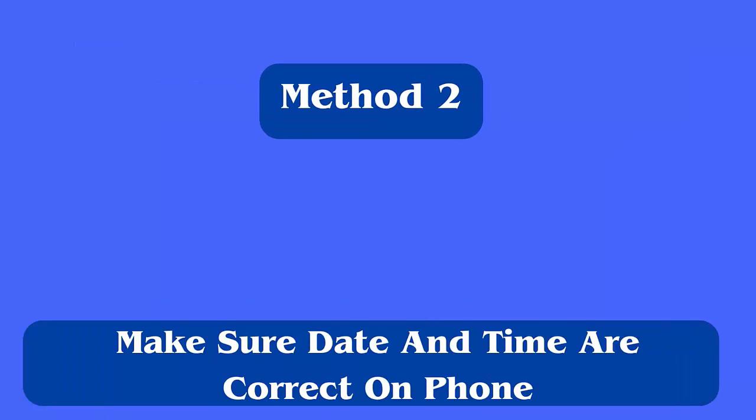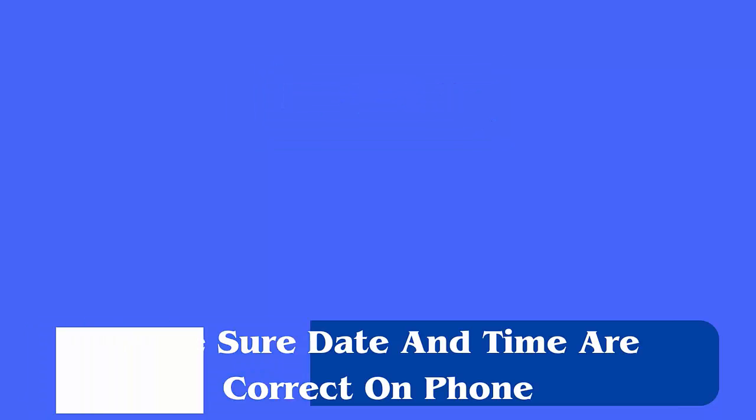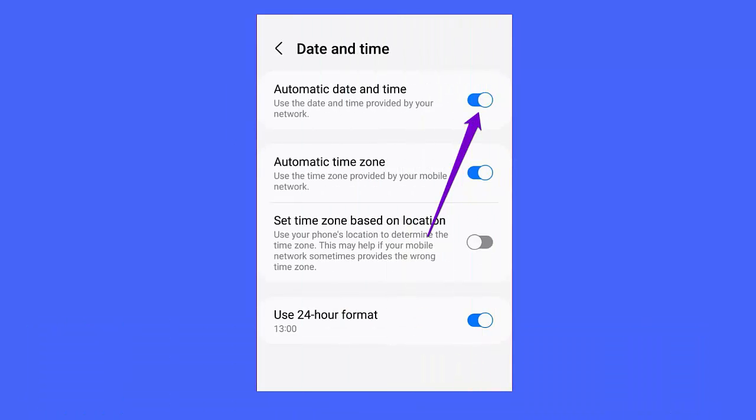Method 2. Make sure date and time are correct on the phone. Follow the steps. First, open phone settings, click on General Management option. Now, select date and time to access it. After that, enable automatic date and time to correct the date and time.